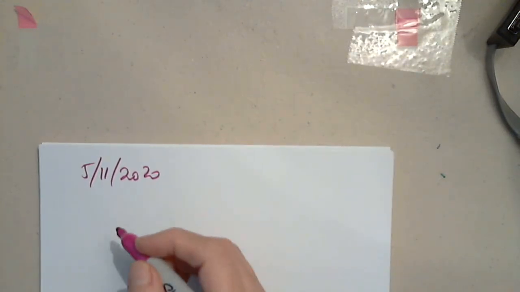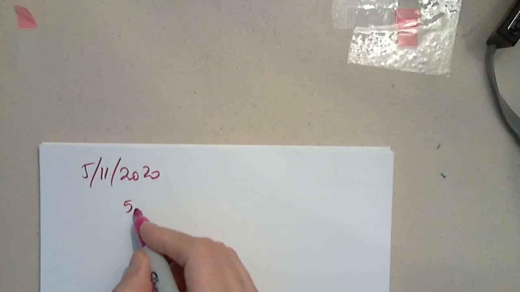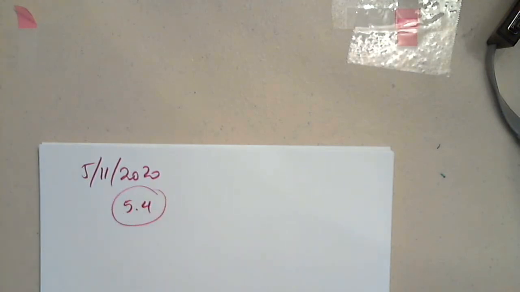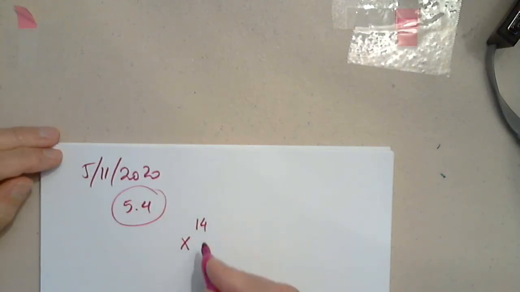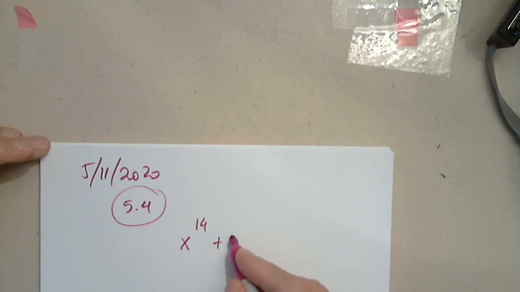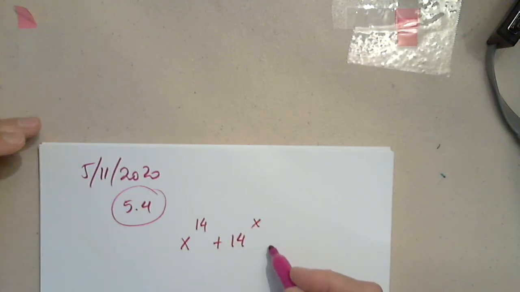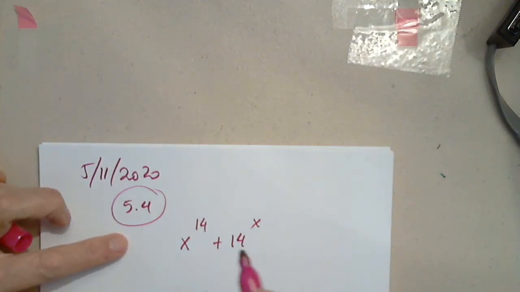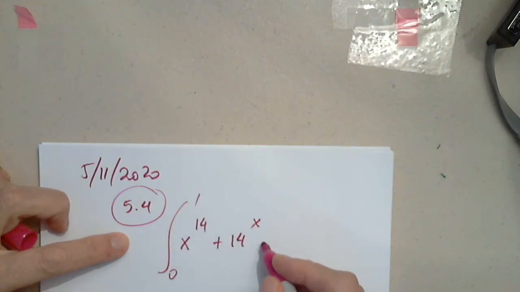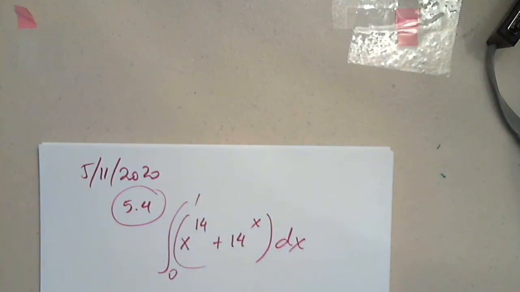Alright, so it's section 5.4, and it's x to the 14 plus 14 to the x. Yes, that's it. And it's an integral from a lower limit of 0 to 1. Correct.